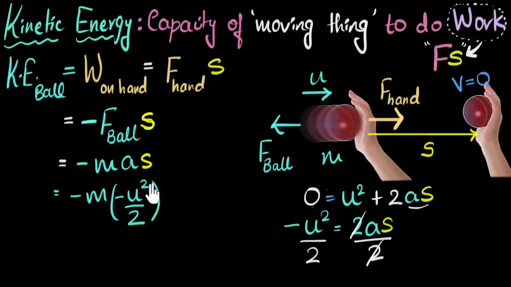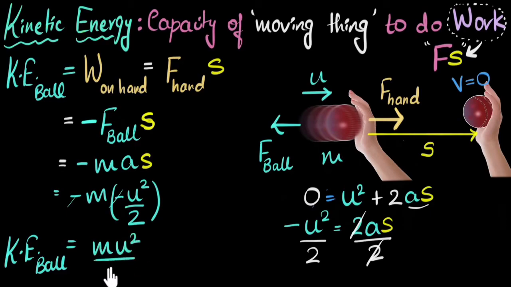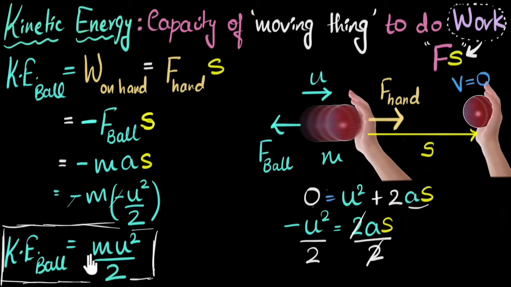And I have gotten rid of everything I wanted, and now I have mass and velocity. Also, the negative sign cancels out, that's also good. And so what we see now is that the kinetic energy of the ball is mu squared divided by 2. And so in general, we say the kinetic energy of any object will be half times mass times its velocity squared.